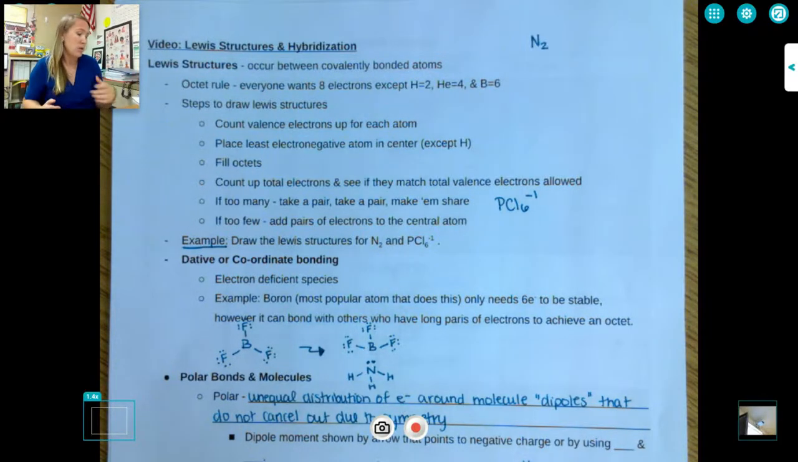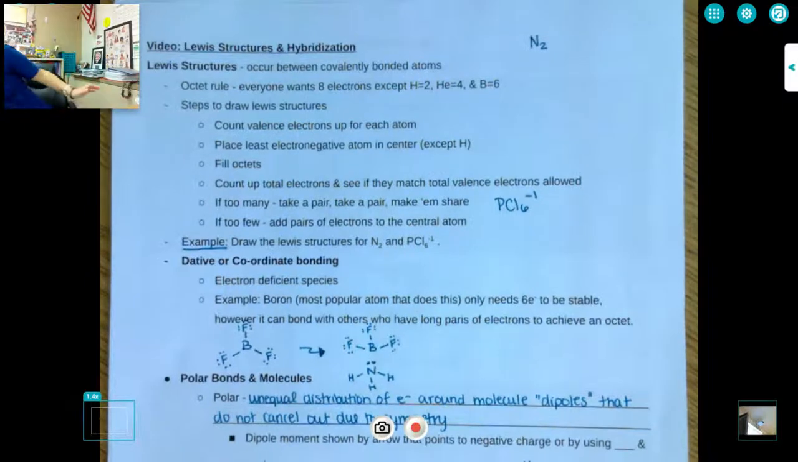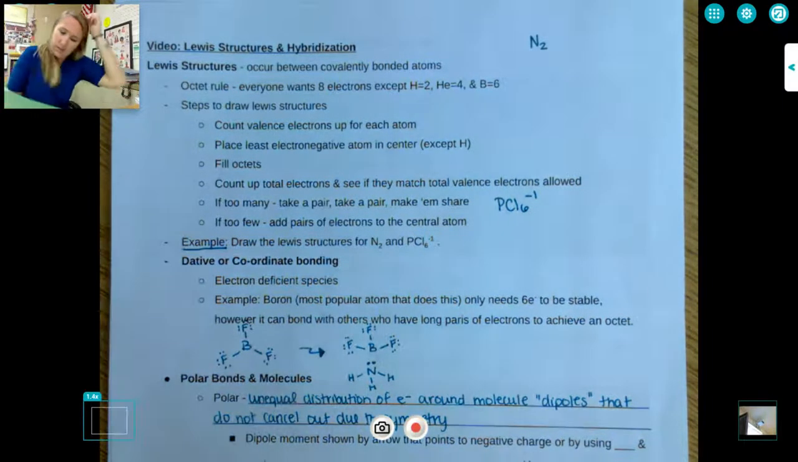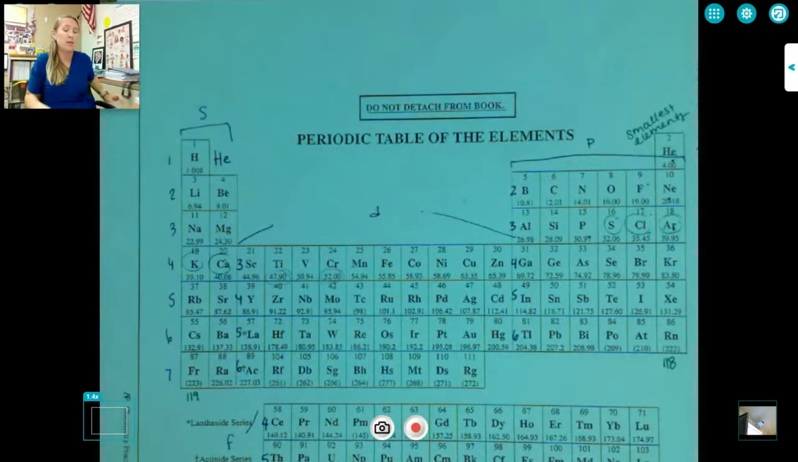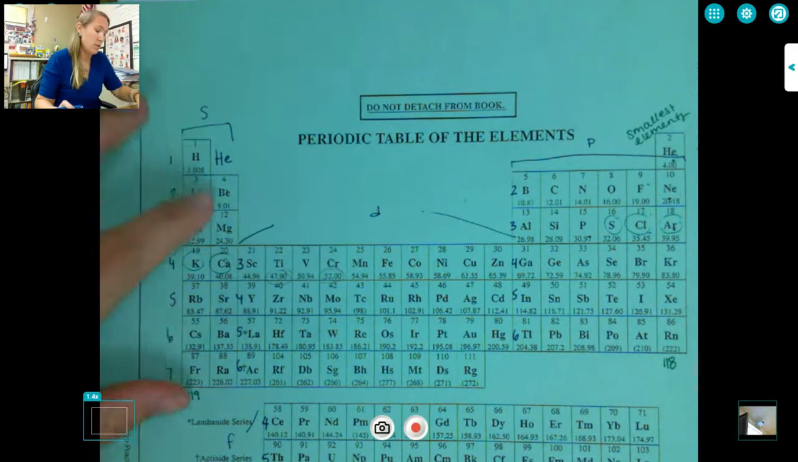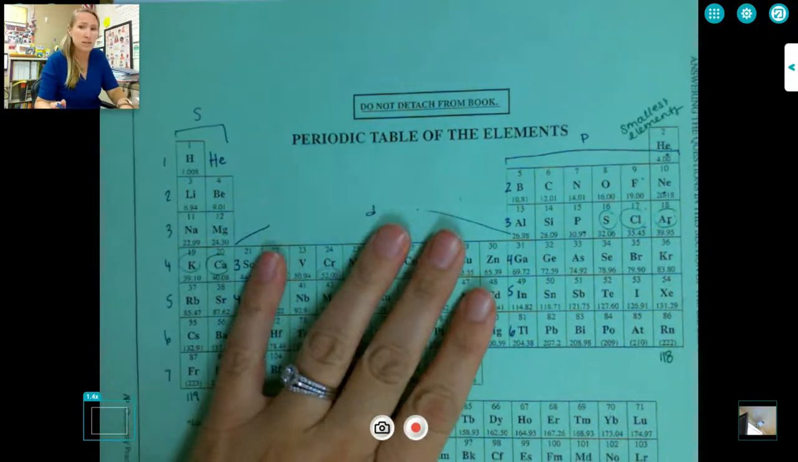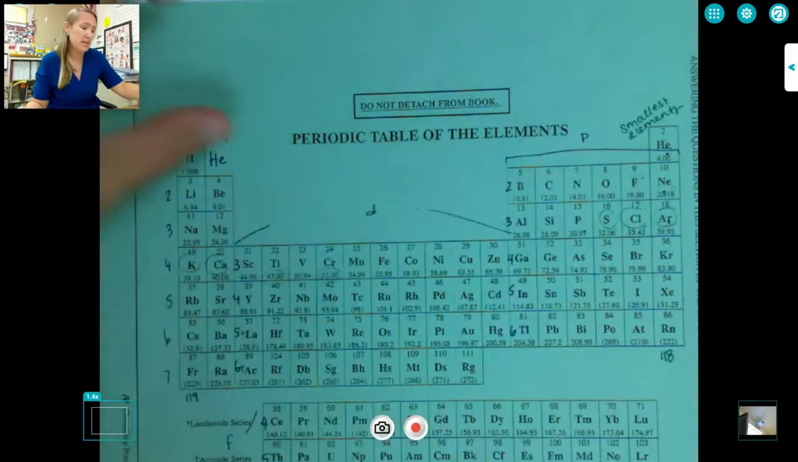When we draw Lewis structures, we start by counting valence electrons up for each atom. I should grab my periodic table. On our periodic tables, remember that the group that they're in determines their number of valence electrons. Well, that's one of the ways it was organized. So we can look at their group number, ignoring the transition metals, to get their number of valence electrons. So 1, 2, 3, 4, 5, 6, 7, and 8.